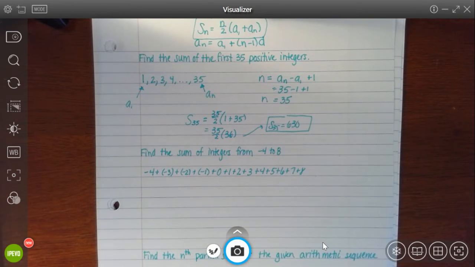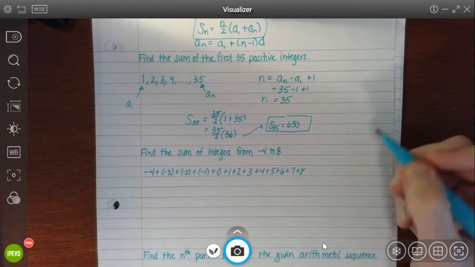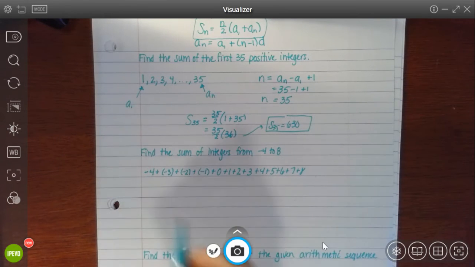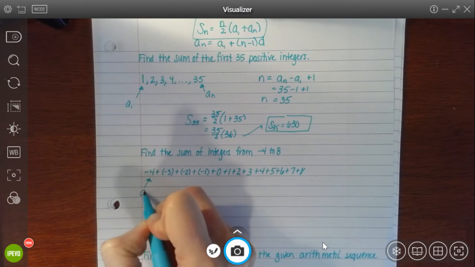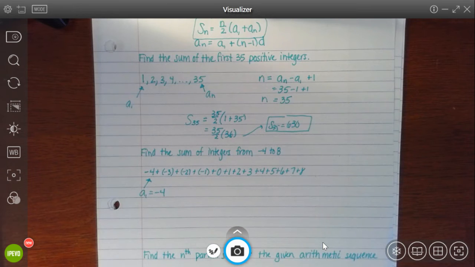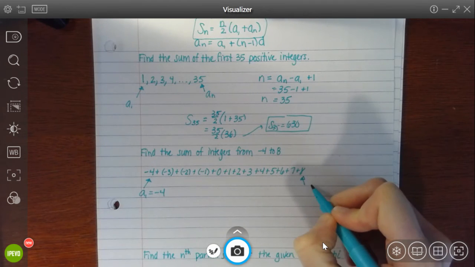I could expand this all out if I want. But really what I know is that this right here is my first term. This guy over here is my last term.